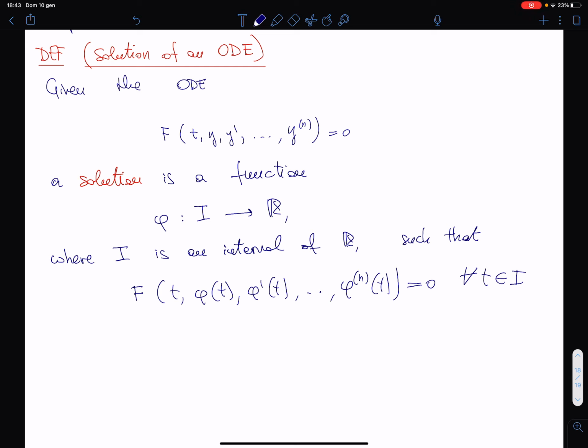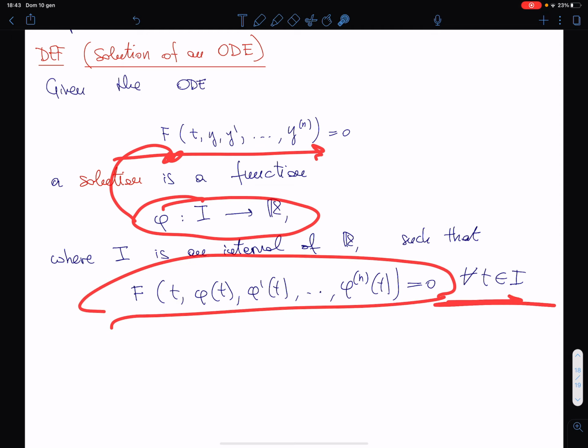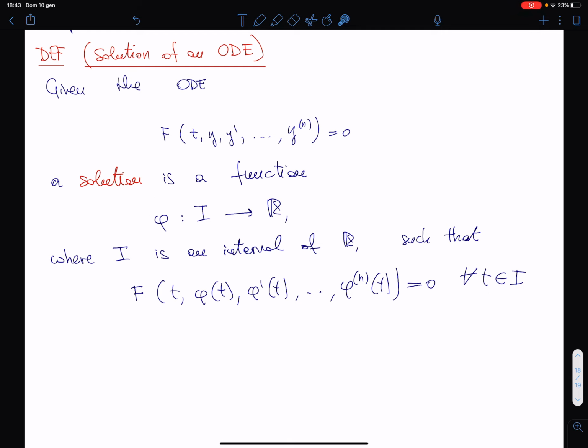So this is exactly the definition you expect. It may sound somewhat technical because I introduced this phi and so on, but it is really the natural definition. A solution is a function such that if you plug it into the equation, then the equation is satisfied as an identity for every element of the domain of the solution. So it is extremely natural.